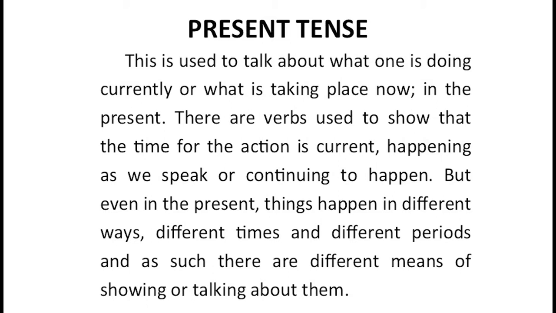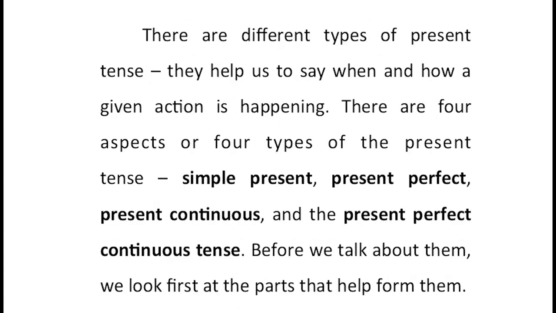But even in the present, things happen in different ways, different times, and different periods. As such, there are different means of showing or talking about them. There are different types of present tense. They help us to say when and how a given action is performed or is happening. There are 4 aspects or 4 types of the present tense.